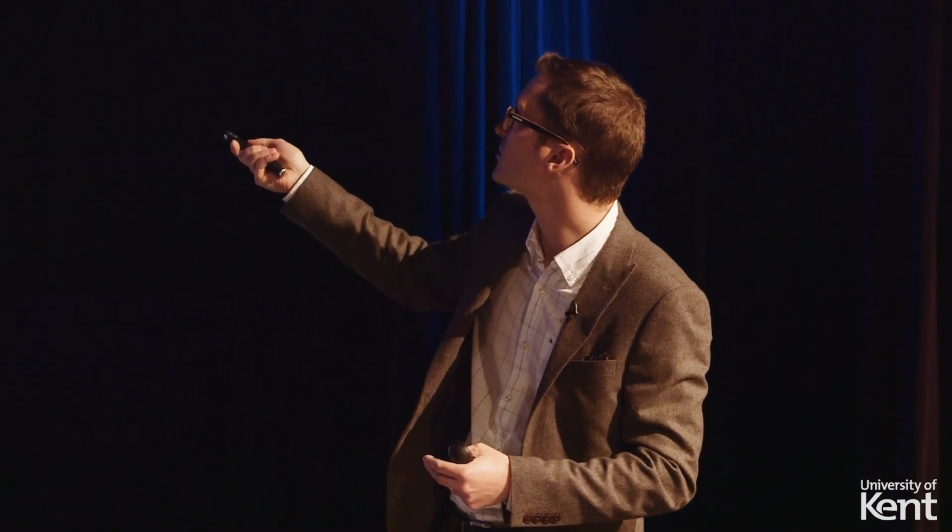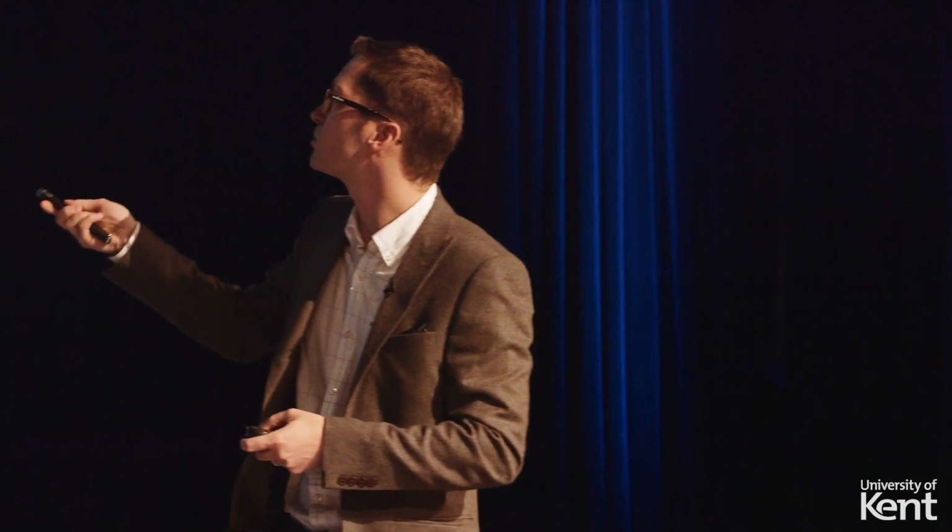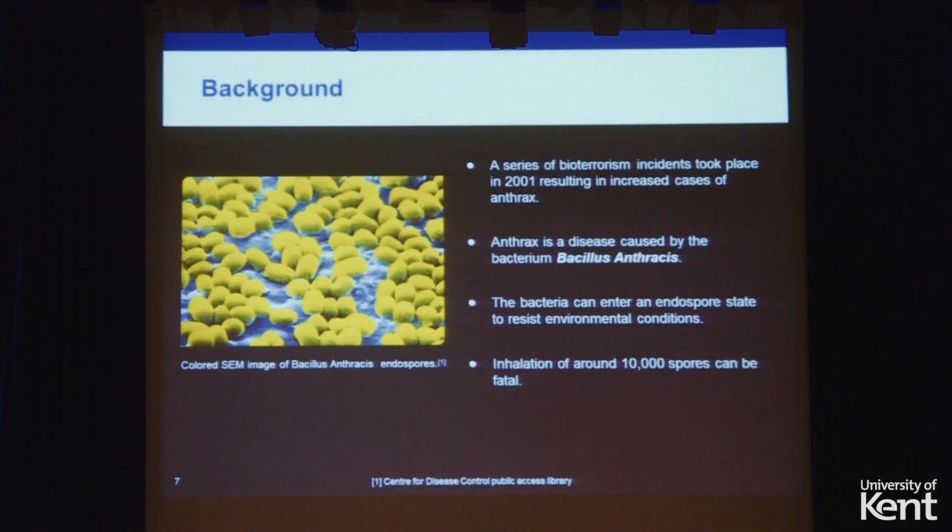And then we also have chemical sensors, in which fluorescence of one color changes as soon as we add some type of analyte, which is what we're going to look at today. So one of the materials we use in our lab is Bacillus anthracis, and it's a very useful, or not very useful, a very scary material.